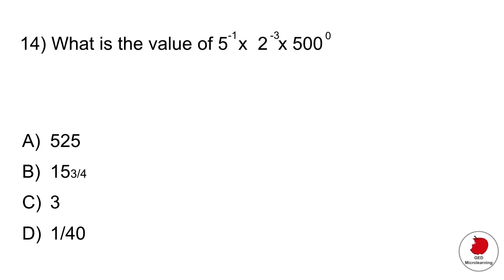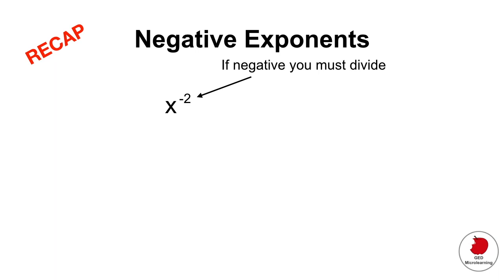All right, so whenever you have an exponent that is negative, what this is telling you is that you have to divide that base number, in this case x, it means that you're going to divide this whole expression like this. Okay, so whenever you see a negative exponent, you have to rewrite it like this.